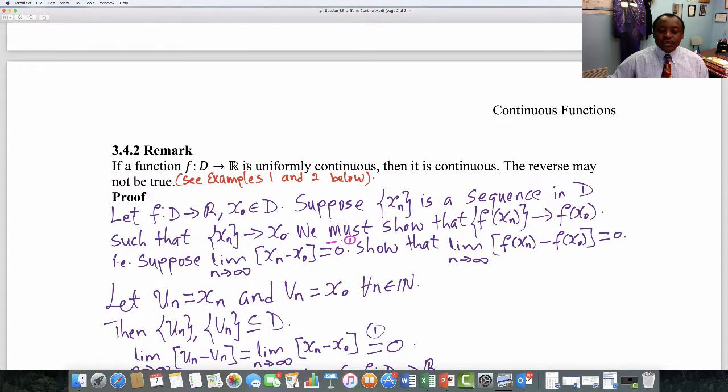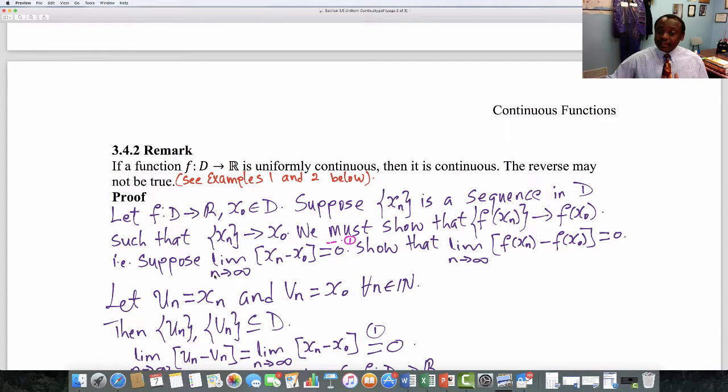So, suppose f is uniformly continuous on the domain D. Let us prove that f is continuous. So, let's pick a point x0 in D. Suppose there is a sequence xn in D such that the sequence converges to x0. We have to show that the sequence f of xn converges to f of x0. That is, suppose the limit as n approaches infinity of xn minus x0 equals 0. Call that equation 1. We have to show that the limit as n approaches infinity of f of xn minus f of x0 equals 0. Very easy and very straightforward.